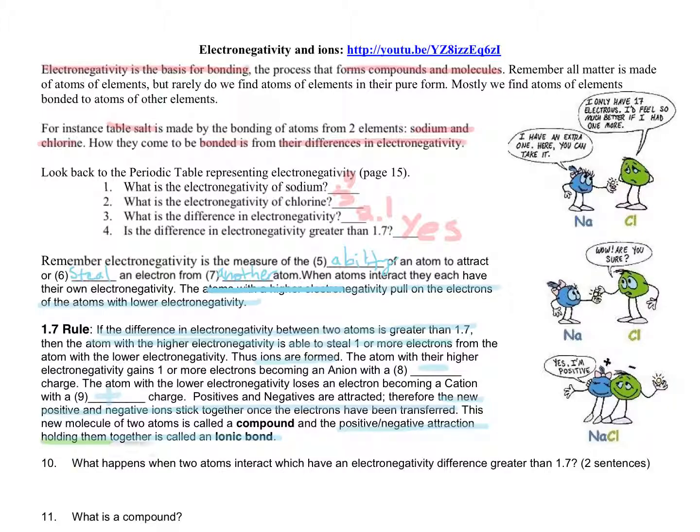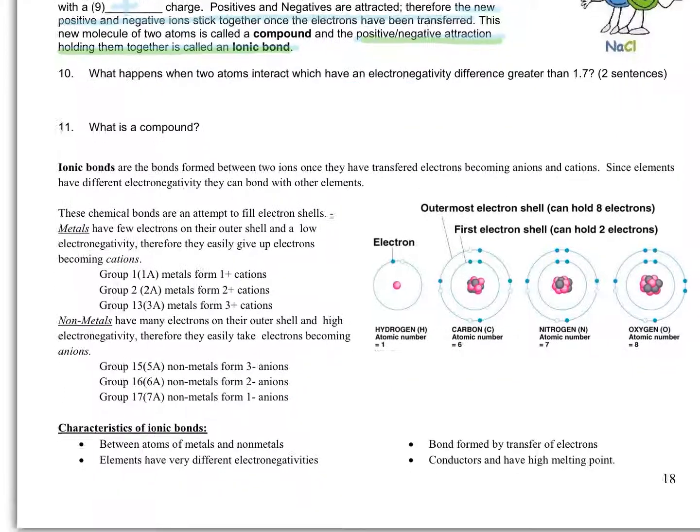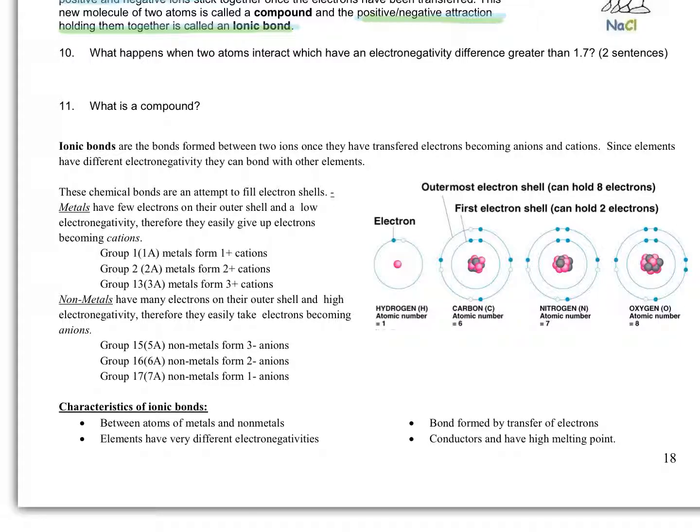Highlight that in a couple colors. This is very crucial you understand this concept. The positive and negative attraction holding them together is what is called an ionic bond. You're going to come back and answer these two questions for homework. And then let's continue on to defining an ionic bond.